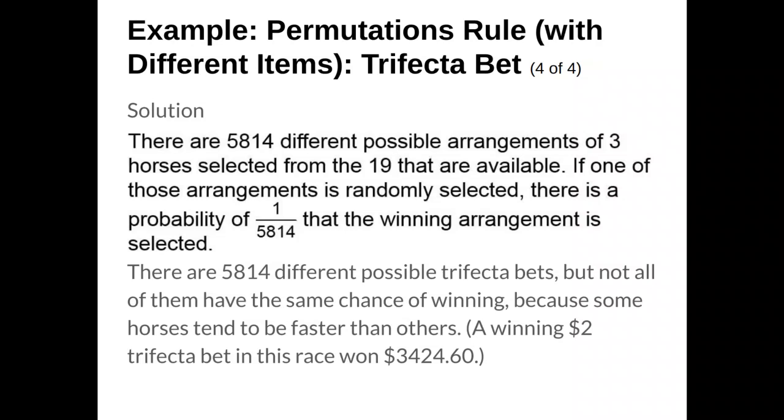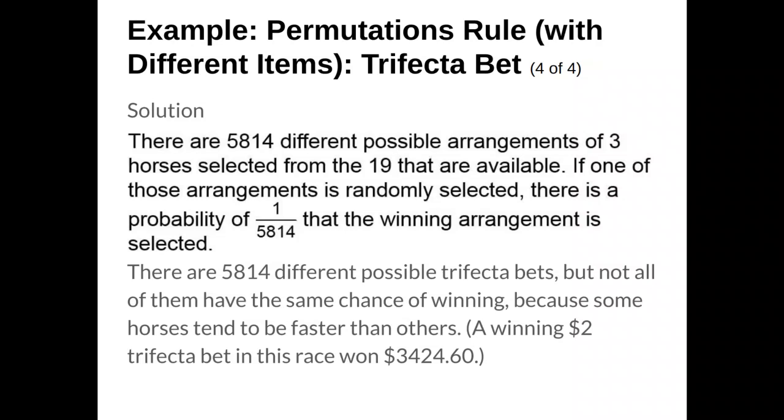So what's kind of fun is they show that a winning $2 trifecta bet won $3,424.60. Because of that, it's not a beneficial thing to just guess all 5,814 bets and make all those bets. You'd think you'll win, guaranteed, but you would actually end up losing.